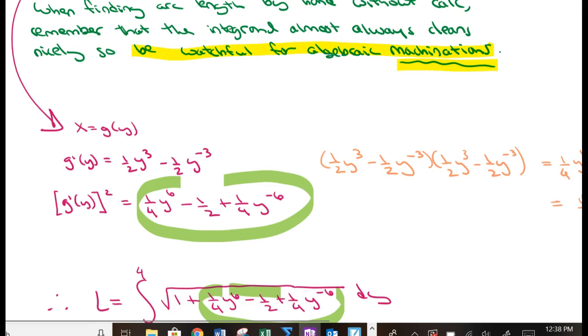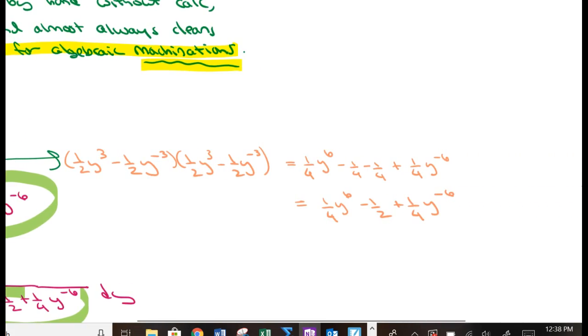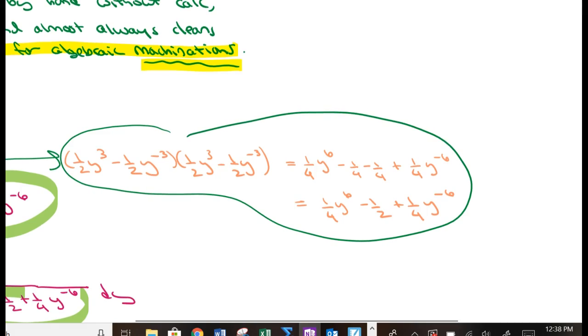So I find g prime of y, I square g prime of y, and again, if you want to know how I went from g prime of y to g prime of y squared, I did some work here to show you. Of course, when you're doing this algebra, just be careful that you're doing it correctly. When you multiply this out, or FOIL, if you will, just remember your properties of exponents. Remember that anything raised to the 0 equals 1, okay? And this becomes g prime of y squared.